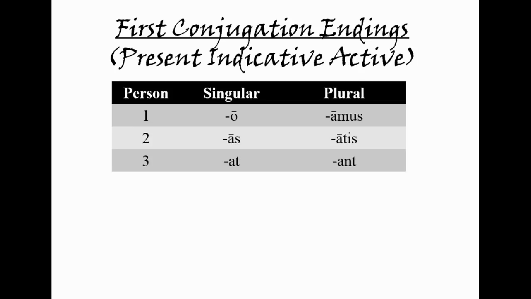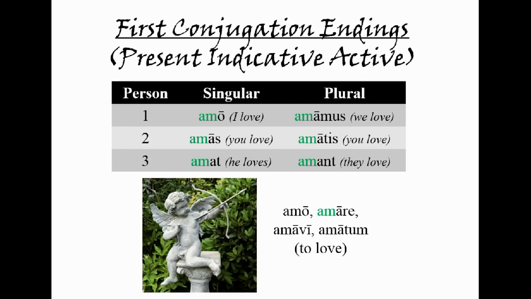And if we take our verb to love as an example, we take our stem, am, and stick it before each of these endings, and we make words. Amo means I love, amas means you love, amat means he loves, amamus, we love, amatis, you love, amant, they love.